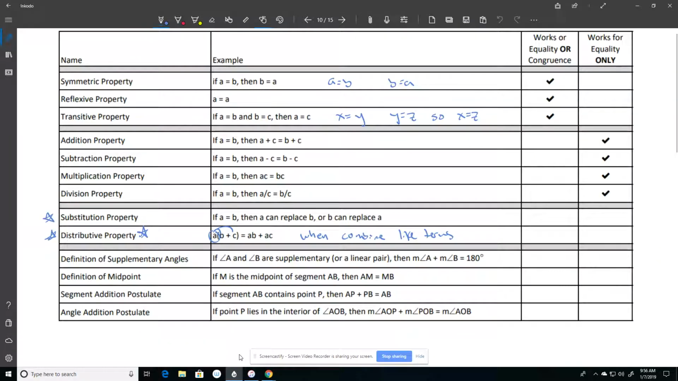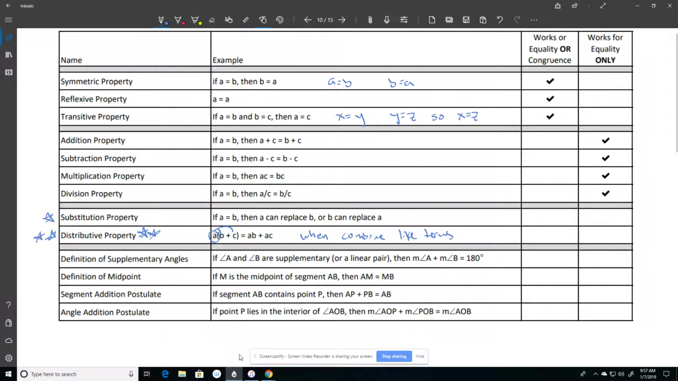So for the most part on your homework, if the step requires distributing to get rid of parentheses, or if the step was combining like terms, you're going to call it distributive property. So that one's going to come up a lot. The last couple are just definitions. Definition of supplementary angles: two angles that are supplementary add up to 180.